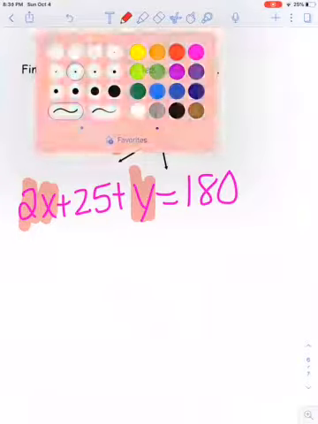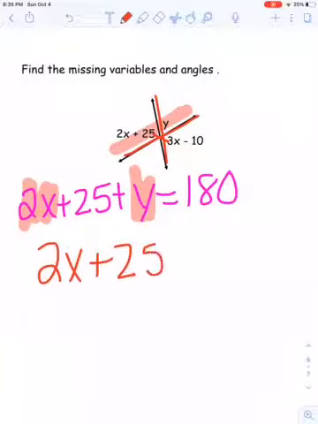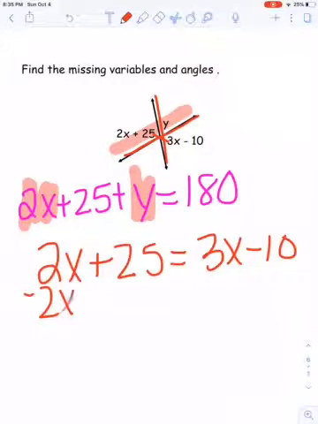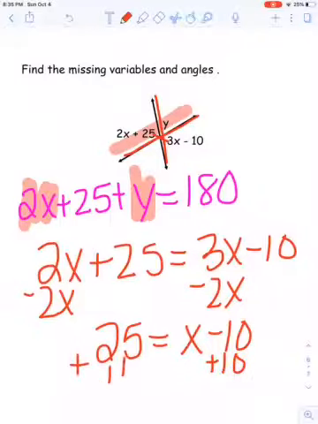If I notice here, I have a vertical angle. I have two angles, they're vertical, that means they equal each other. So let me set them equal to each other. Let's see if we can solve this. Okay, so here I set them equal to each other. They have the same variables, so that means I can solve. And I get x equals 35. Okay, so that is what x is.